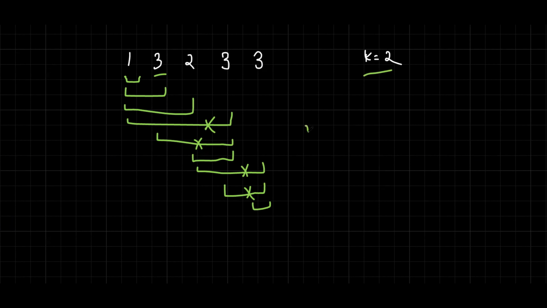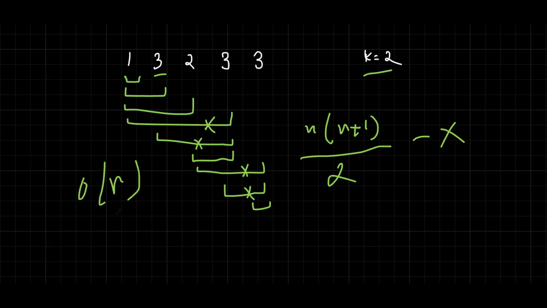And we will subtract this value from the total number of subarrays, which will be n times n plus 1 by 2. And suppose the number of such subarrays here is x. So we have to subtract x from n times n plus 1 by 2. And this is how we're going to solve this problem. And the overall time complexity of this problem is big O of n because of the sliding window technique. I hope you understood the algorithm. Now let's move on to the code.